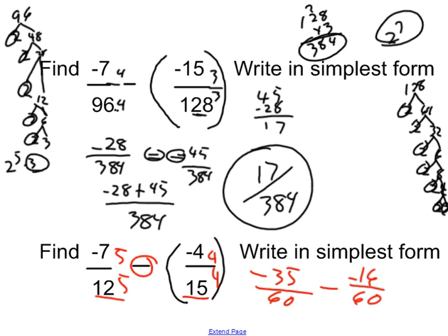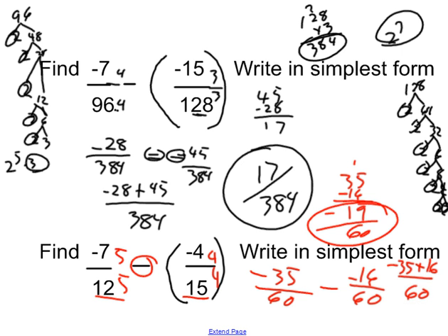I write that as one fraction. It's all over 60, and it's going to be a negative 35. But instead of saying minus a negative 16, I'm going to say plus 16. So negative 35 plus 16 would be 19 over 60, and it would be negative, so it's a negative 19 60ths. And no easy way to reduce that.